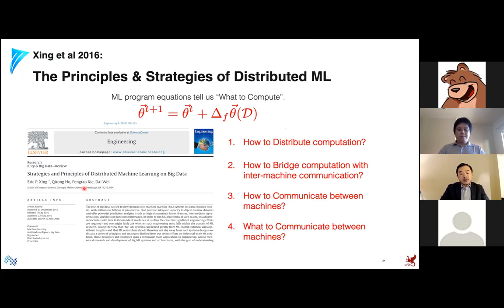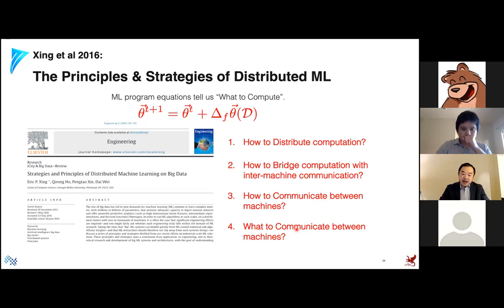So these types of questions lead us to study the principles or strategies of distributed machine learning in a systematic manner a couple of years ago. In 2016, my team published a paper which looked in depth at how to distribute computation, how to bridge computation with inter-machine communications, and what to communicate between machines. These questions actually set the foundation of designing basic distributed machine learning systems.